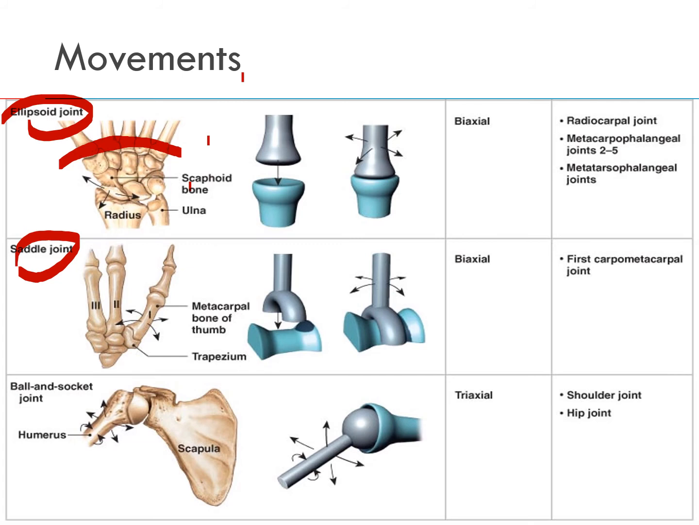And then last we have our ball and socket joint. So the humerus, where it articulates with the scapula at the shoulder, is a ball and socket joint. It is triaxial. It has full movement in all 3 ranges of motion. And we have two joints like this, the shoulder joint and also the hip joint where the femur comes into the acetabulum of the coxal bone. That is another ball and socket joint.